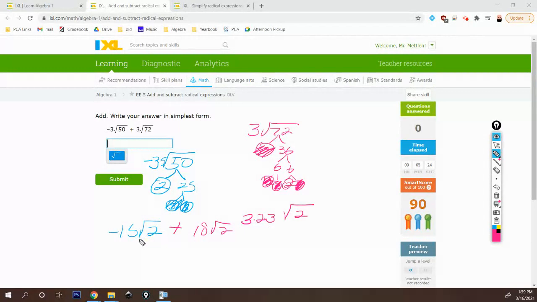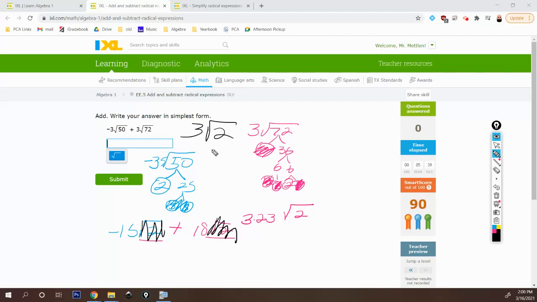All right, now here's my problem. And notice that my radicals now match. Since they match, we're just going to write it down, square root of 2. Now I don't care about them anymore. And we're going to do -15 plus 18, that's 3. 3 square root of 2 is my answer.